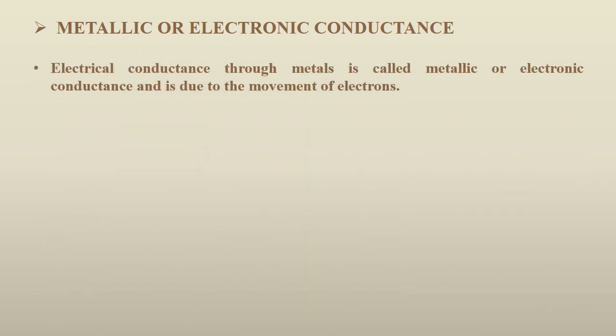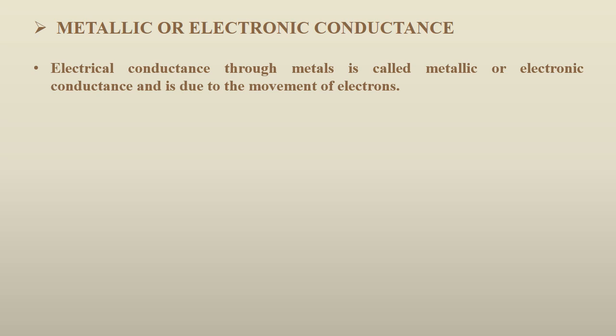Now there are different types of conductance, that is, depending on what it is passed through. If the electrical conductance is passed through the metals, it is known as metallic conductance or electronic conductance. Electronic conductance is due to the movement of the electrons. As I told you, the conductors. Conductors means the substances, the materials that allow the electricity to flow through them.